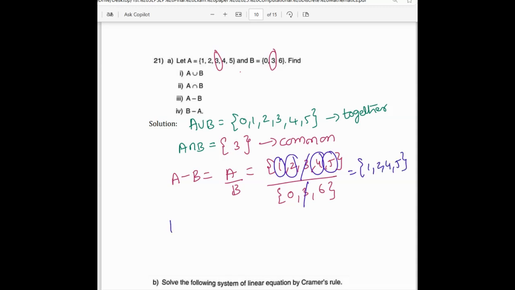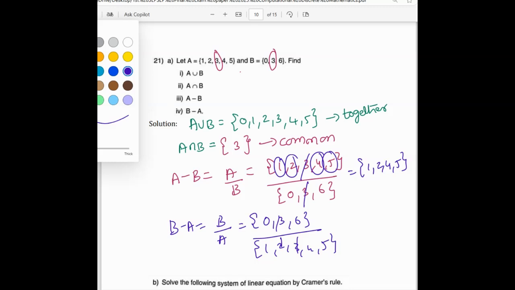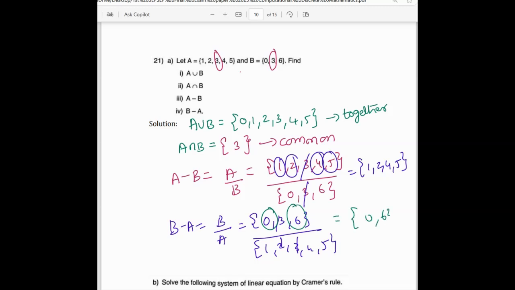Then B minus A is the same procedure. B will go up and A will come down. That will be 0, 3, 6 divided by 1, 2, 3, 4, 5. Cancel the like term, that is 3 and 3. So the answer should be written only from the numerator. That will be 0 and 6. So the answer for this will be 0 and 6.